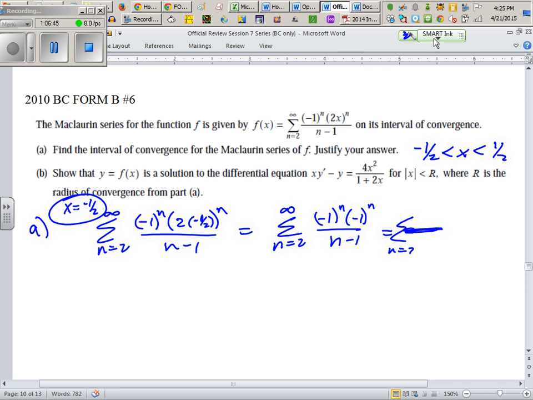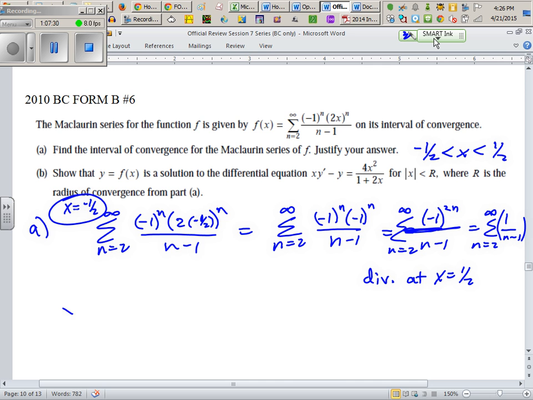If you combine the top two negative 1 to the n's, it's negative 1 to the 2n. In other words, negative 1 squared to the n. Negative 1 squared, and then to the n. That's not alternating. This is the series 1 over n minus 1 that diverges by the LCT, actually, or the DCT with the harmonics. So this guy looks like the harmonic guy. That is divergent. So it diverges at x equals negative half.